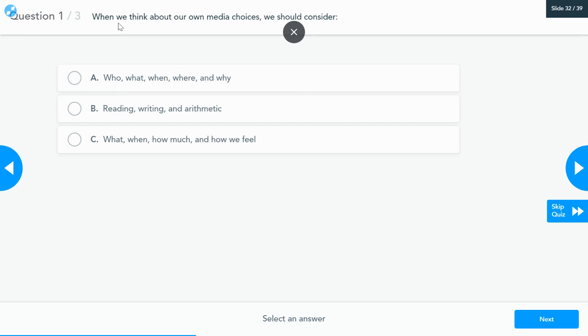When we think about our media choice, we should consider who, what, where, when, why, reading, writing, and arithmetic, what, when, how much, and how we feel. So who, what, where, when, why. The reading, writing, and arithmetic, I have no idea. Or what, when, how much, and how we feel. So next.